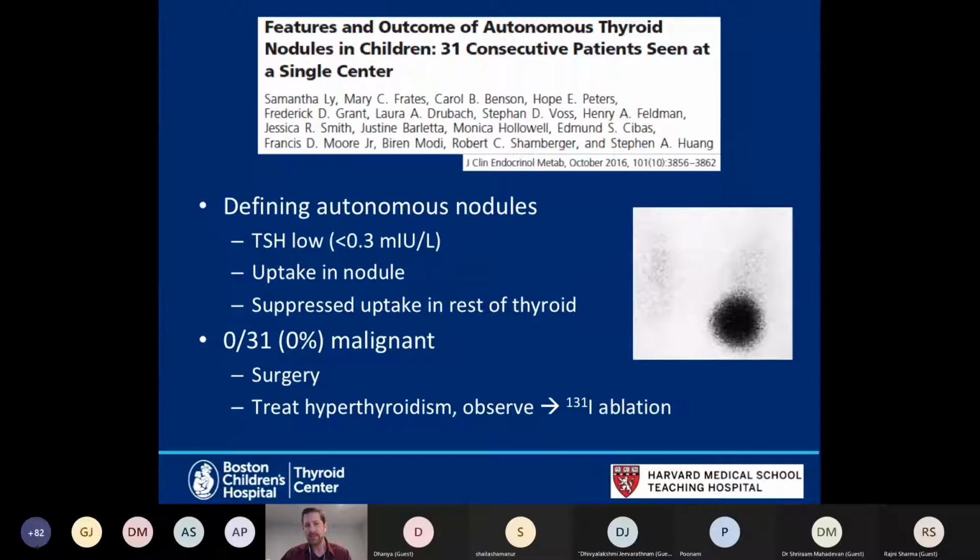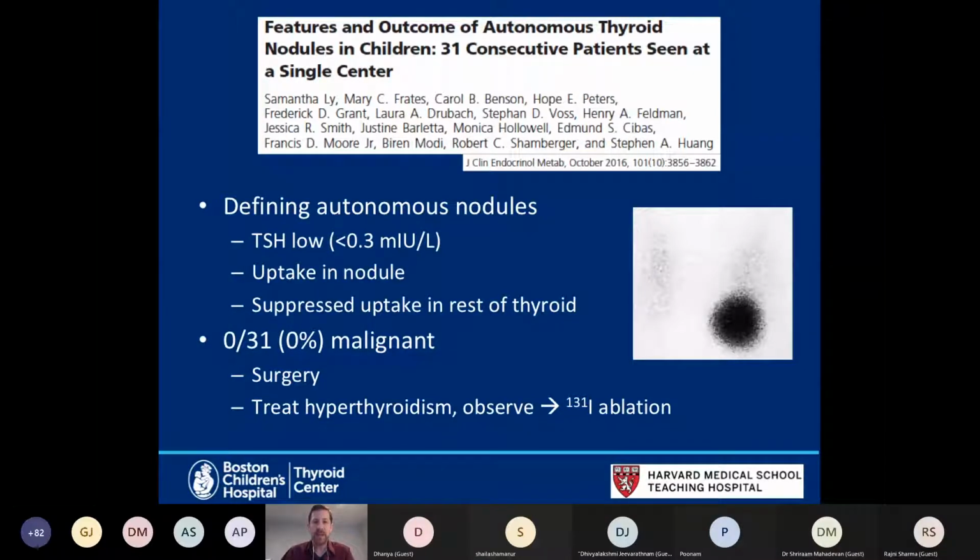And so these can be treated with surgery if needed for size, for symptoms, or for hyperthyroidism. But in my opinion, I think it's reasonable to treat with antithyroid medication and either observe over time. Iodine ablation can be performed. I'm not going to get into the debate about whether it is safe and secondary malignancies in this setting, just because there's so much more to talk about. But even if you did not want to ablate right away, you could certainly temporize with methimazole or carbimazole and plan to ablate at an older age if desired.